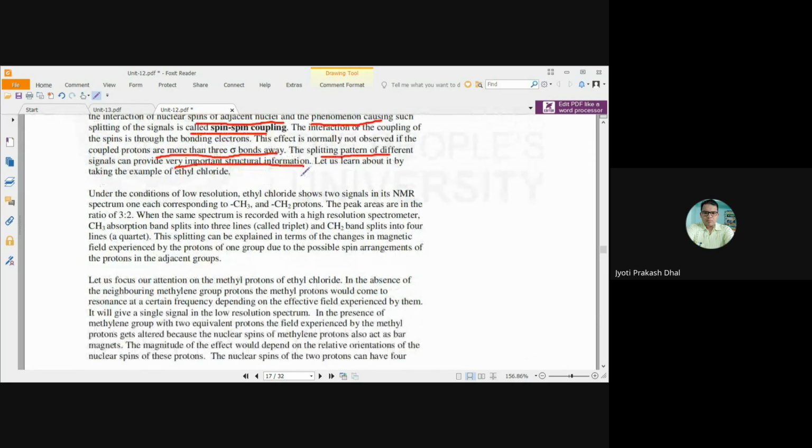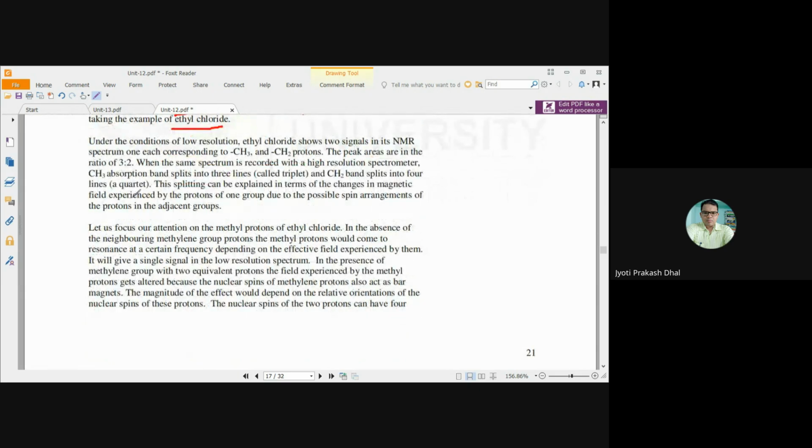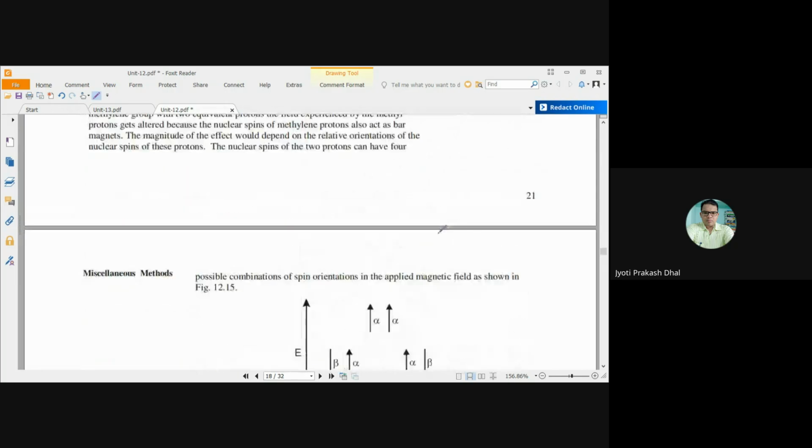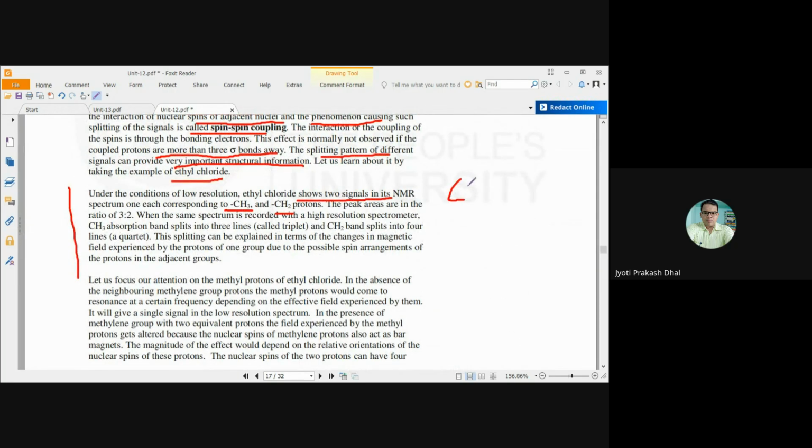Now let us learn by taking a particular example of ethyl chloride. Under the condition of low resolution, ethyl chloride shows two signals in the NMR spectrum. One is for CH3 and another for CH2 protons. So the formula of ethyl chloride is CH3CH2Cl.